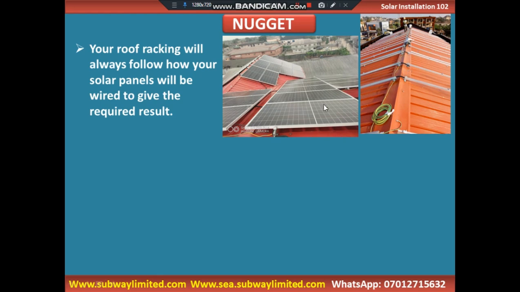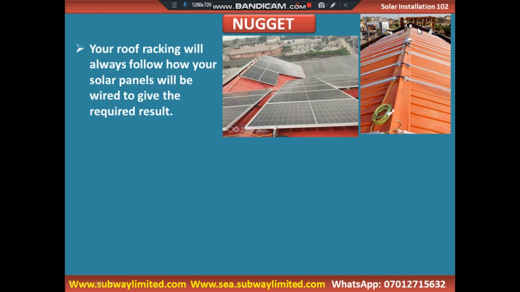How will somebody have 80,000 naira, 70,000 naira, 50,000 naira to buy one of these solar panels, depending on the wattage, and then the person will not have money to rack the roof like what you have seen?